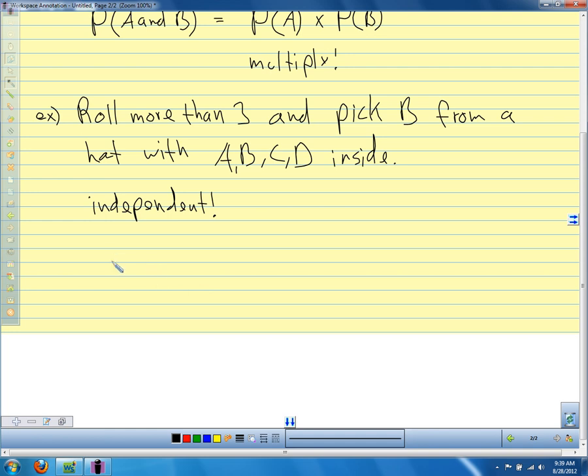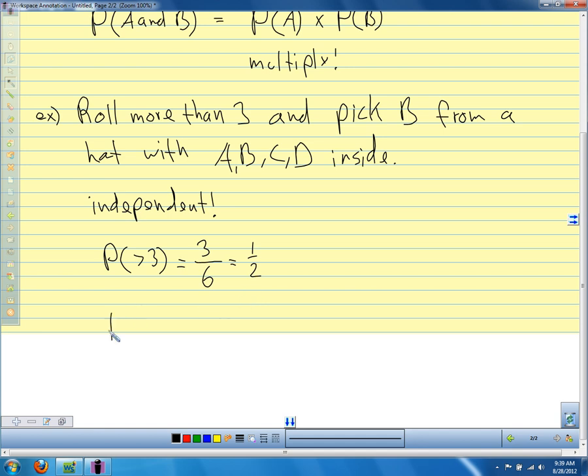So first let's find the probability of greater than 3 on a die. How many favorable outcomes do we have? How many numbers on a die are greater than 3? We have 4, 5, and 6. So our favorable is 3. How many total do we have? 6 on a die. And I'm going to reduce that to 1/2.